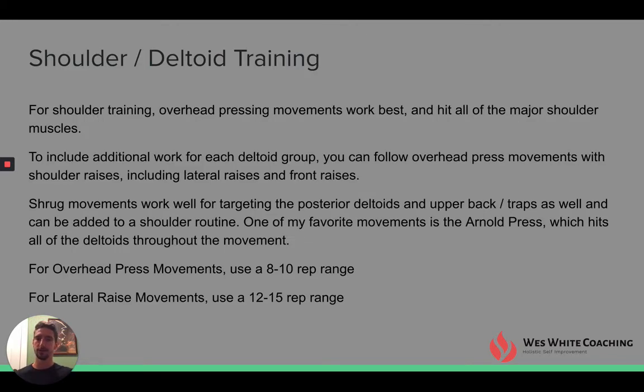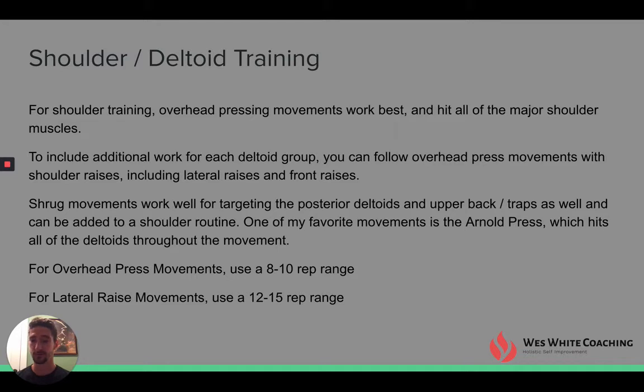Okay, so how do we train our shoulders then? For shoulder training, you're going to be doing overhead pressing movements, which makes sense since we just realized that's what the shoulder is made for. And then for additional work on each of the deltoid groups, you can focus on different types of overhead press movements or doing shoulder raises. That's going to be things like lateral raises, where you are literally holding something out to the side and pulling it up from the side to around shoulder height. And then front raises, where you're doing the same type of movement, but in the front.